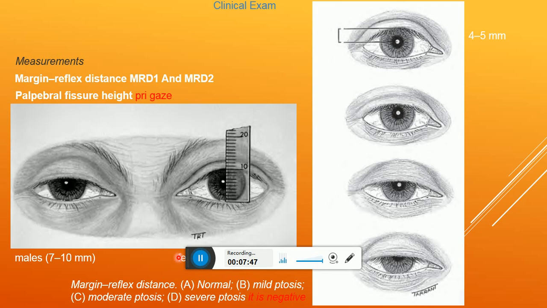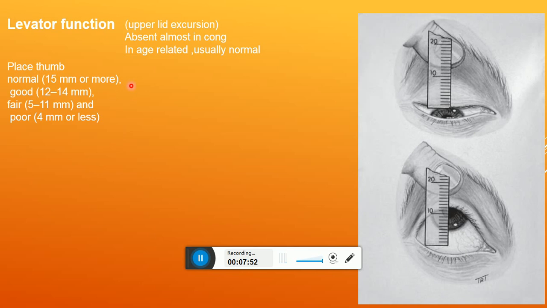Unilateral ptosis can be quantified by comparison with the contralateral side. Another measurement is the levator function. Levator function is also known as upper lid excursion. How is it measured? It is measured by placing a thumb firmly against the patient's brow.